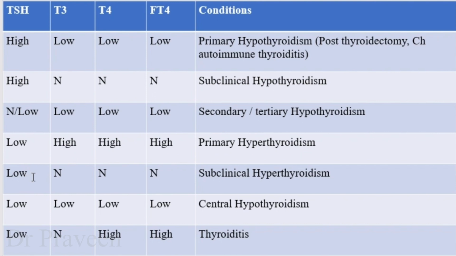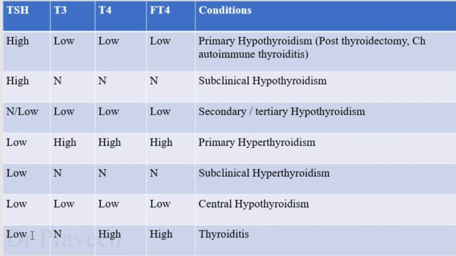As with subclinical hypothyroidism, here also TSH is low and T3, T4, FT4 remain normal. That is subclinical hyperthyroidism. If all the readings are low, this part we have already discussed under secondary or tertiary hypothyroidism. If all the readings are low, this is central hypothyroidism.